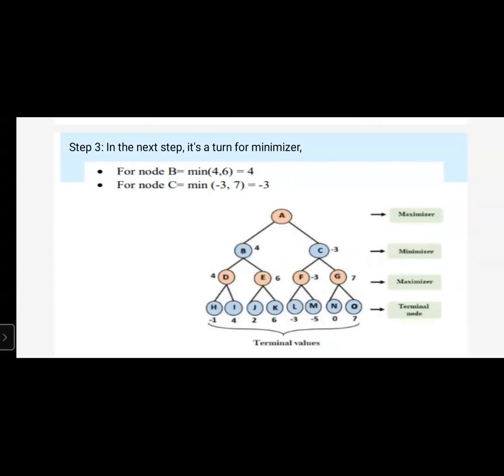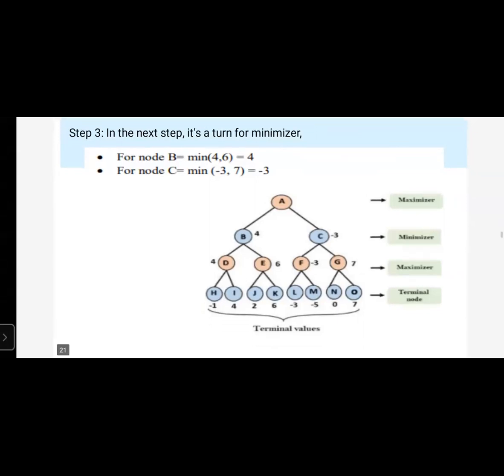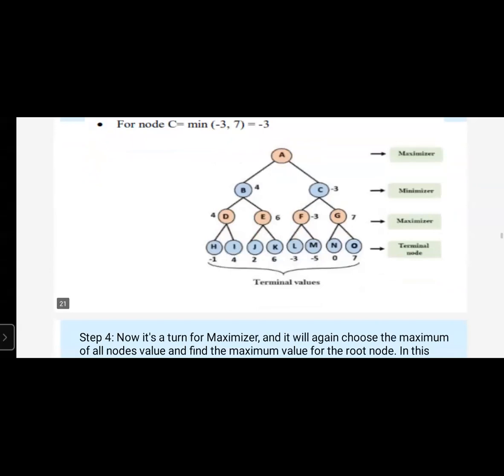So in step number 3, it is the turn of the minimizer. For node B, minimum of 4 comma 6 means 4. Next for node C, minimum of minus 3 comma 7. So minus 3 is the answer. Like that, I am going to get the answer. Now, step number 4.